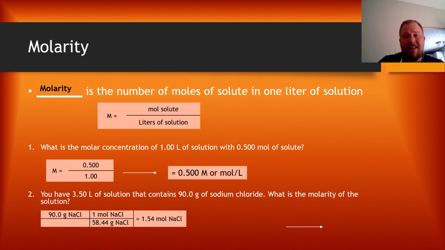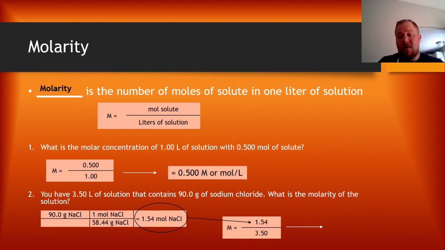So remember, starting in the top left of our little bridge, we have 90 grams of sodium chloride, and we're going to divide that by 58.44 grams of sodium chloride. Again, I just got that from the periodic table. We know that equals 1 mole. Go ahead and solve it out. When you do, you should have gotten about 1.5 moles of NaCl. Now, we have our number of moles, and we now have the top part of our equation.